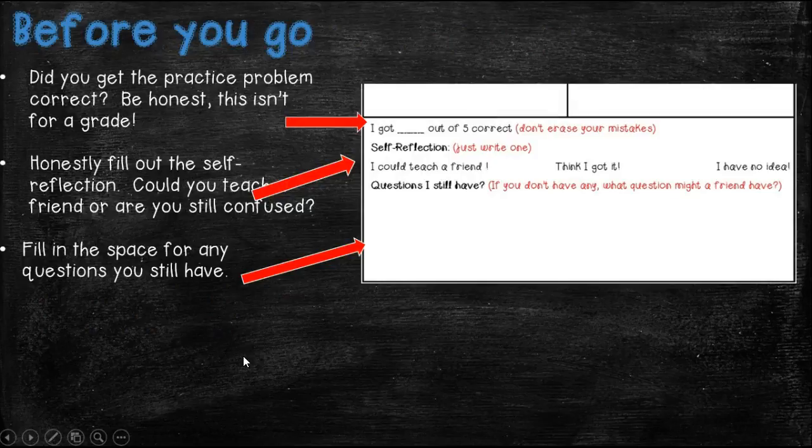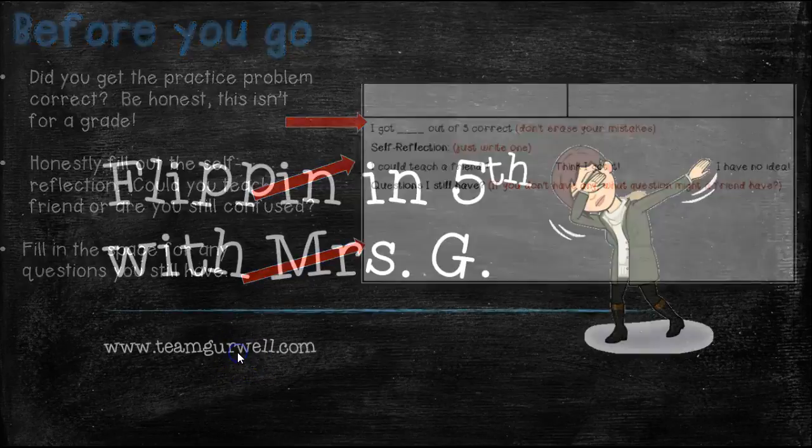So did you get the practice problem correct? Remember, be honest, it isn't for a grade, but I certainly hope you didn't give up. I hope that you tried and that you showed all of your work so that I can try to show you where perhaps you didn't get the correct answer tomorrow. Honestly, fill out that self-reflection. Could you teach a friend? Are you still confused? And fill in the space for any questions you still have.